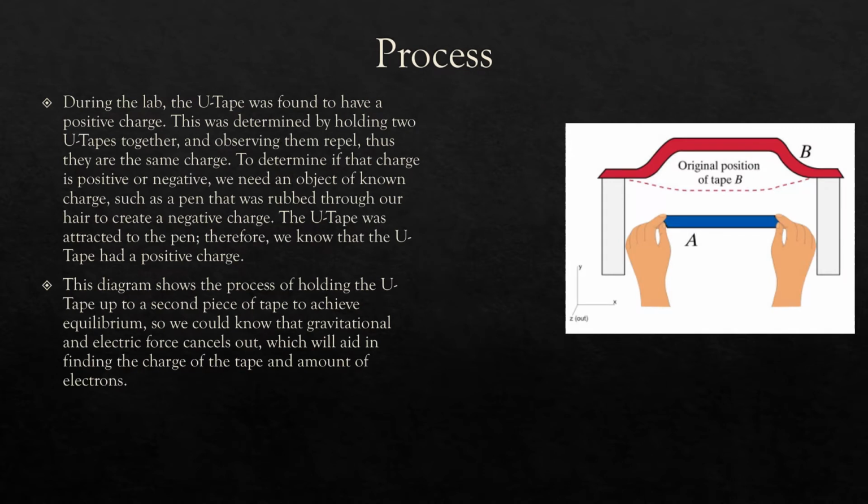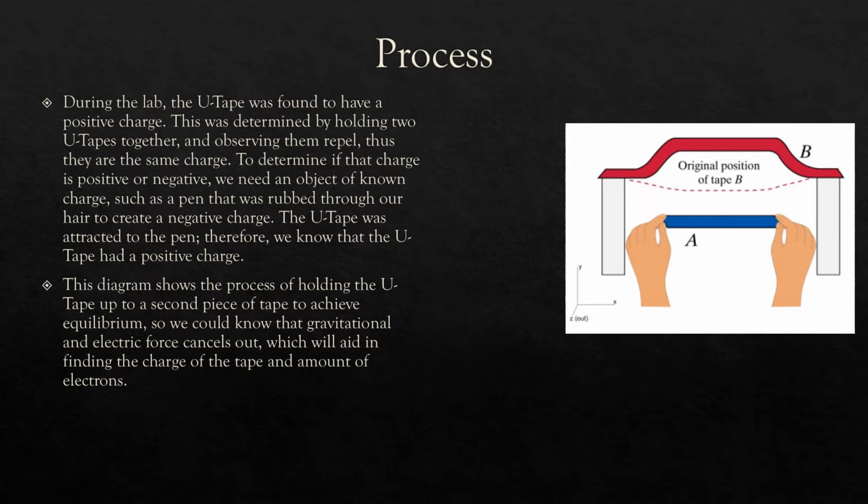The process. During the lab, the U-tape was found to have a positive charge. This was determined by holding two U-tapes together and observing them repel. Thus, they are the same charge. To determine if that charge is positive or negative, we need an object of known charge, such as a pen that was rubbed through our hair to create a negative charge. The U-tape was attracted to the pen, therefore we know that the U-tape had a positive charge.